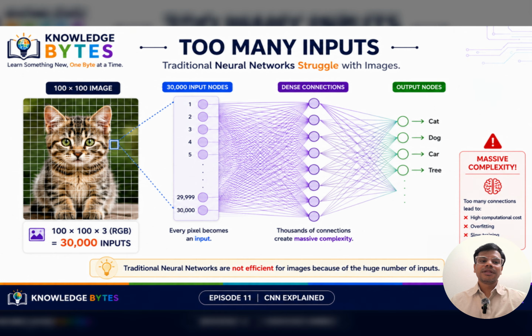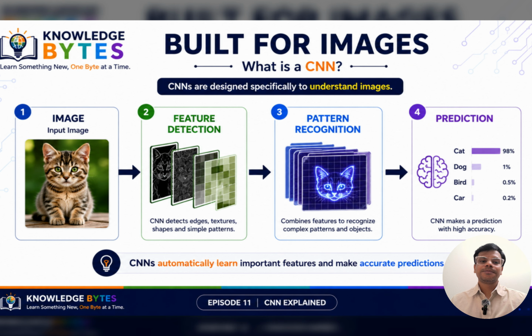Let's consider a simple image. Suppose an image size is 100 by 100 pixels, that's 10,000 pixels. For a color image, 10,000 times 3 RGB values gives 30,000 inputs. Now imagine connecting all those inputs to the neurons. The number of connections becomes enormous. This causes huge memory consumption, slow training, more computation, and overfitting problems. Traditional neural networks became inefficient for image processing. We need a smarter solution. That's why CNNs were created.